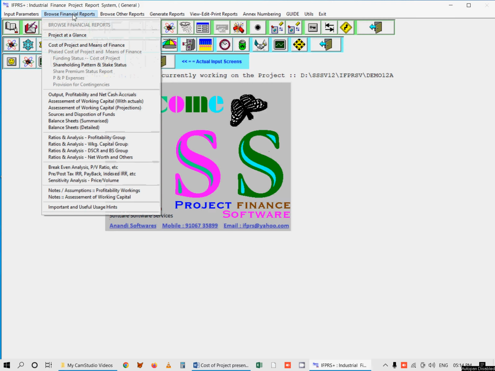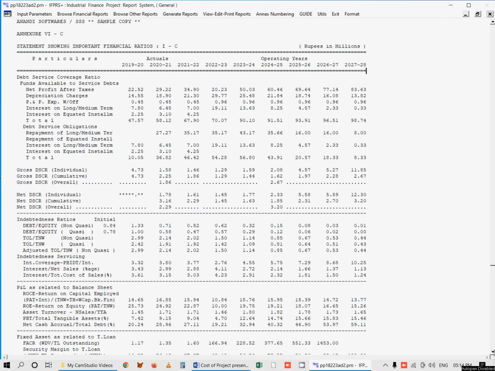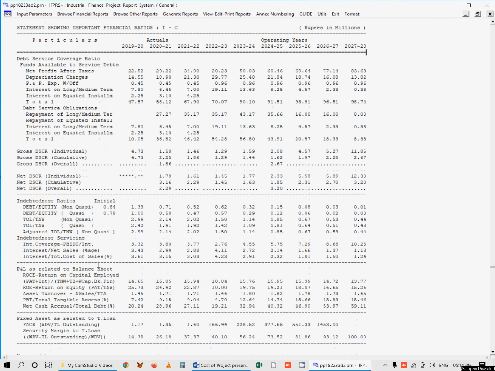The third ratio analysis statement is related to DSCR, leverage, interest coverage, assets coverage, ROE, ROCE, etc. All along with actuals of the last 3 years moving into estimates and projections. DSCR, item-wise and how it is made up, funds available to service debts and debt service obligations, each year-wise. Then DSCR in both ways, gross DSCR and net DSCR.